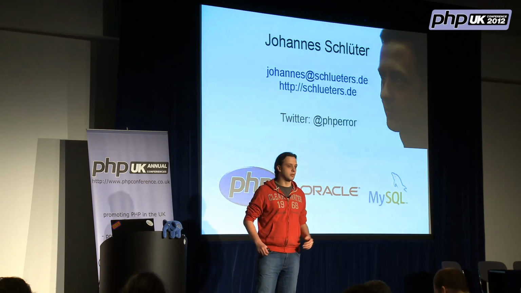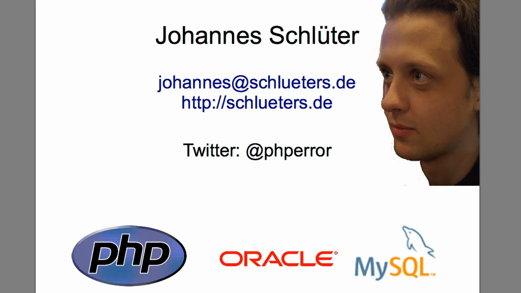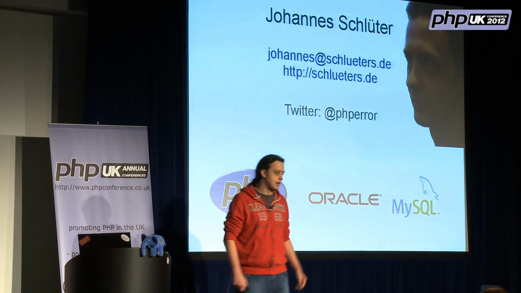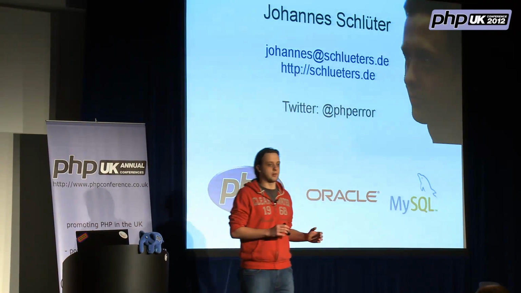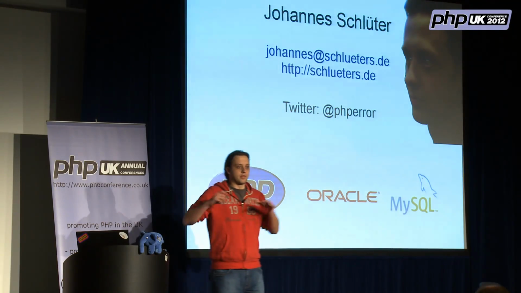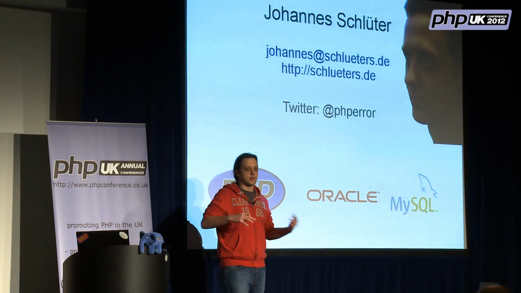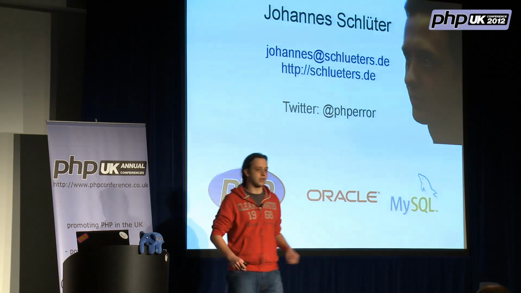Who am I? I'm Johannes Schlüter, I'm from Munich, Germany, so sorry for my accent. I'm on Twitter as PHP Error. At daytime, I'm working for the MySQL engineering team at Oracle, focusing on PHP and MySQL interoperability. And at night, I'm involved in the PHP community doing the release management for the 5.3 series, which I always explain as: if something is broken, it's my fault. If something great is in 5.3, I can tell you who committed it, and you can praise them.